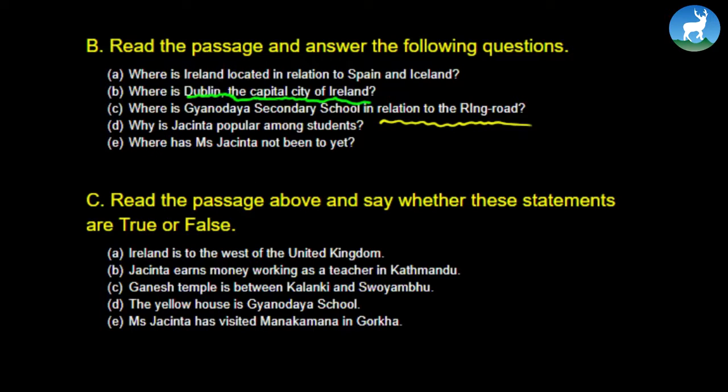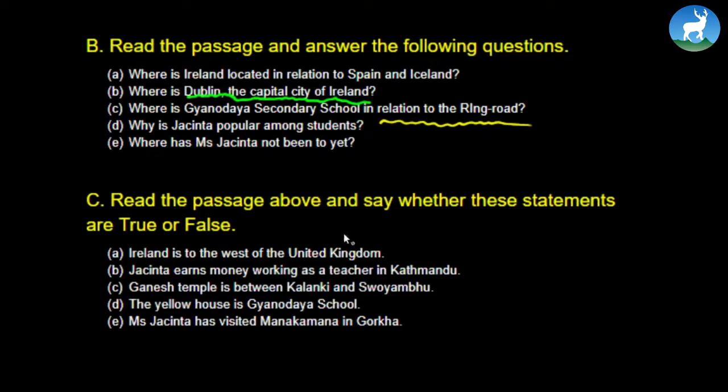Now, moving further, read the passage above and say whether these statements are true or false. Ireland is to the west of the United Kingdom. Wow, this is tricky. Now, let's think of this. The passage says the United Kingdom is to the east of Ireland, meaning from where Ireland is, it's towards the east where the UK is. So if the UK is towards the east, what's the opposite of east? Remember, east and west, north and south. So that means Ireland is to the west of the United Kingdom.